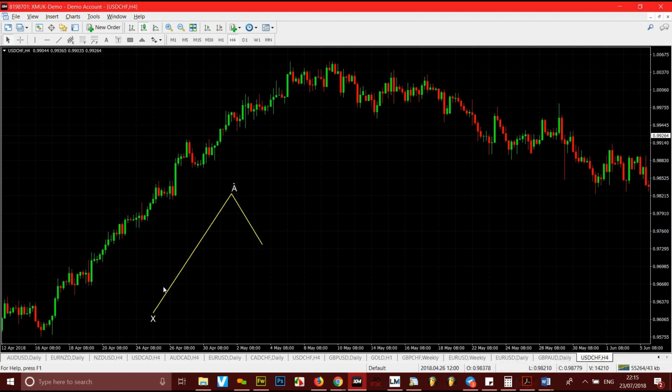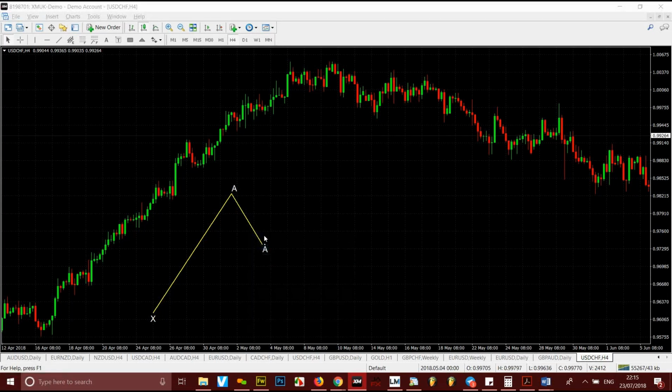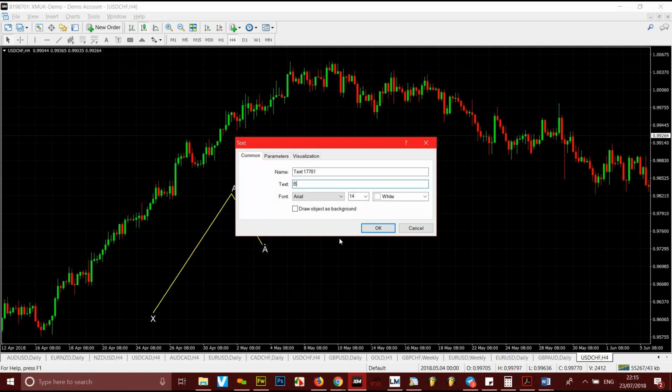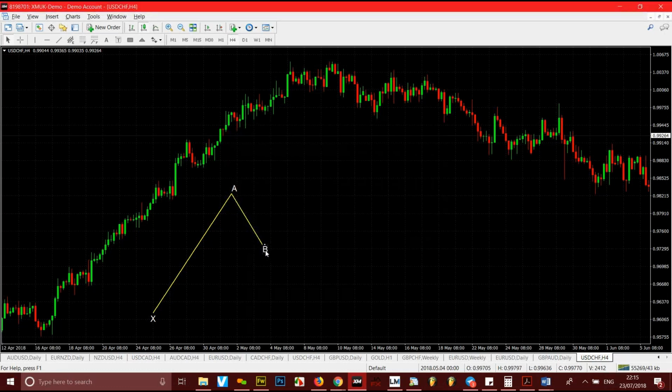So from here, this is the X leg, this is the A leg. The correction is called your B leg. Now, what is the measurement of your B leg? This X leg doesn't really have a measurement per se, but the measurement starts from your B leg. So how do you find the length of this pullback?